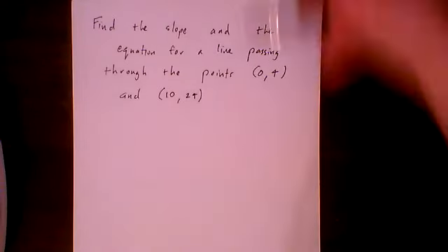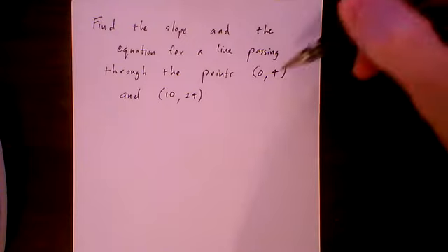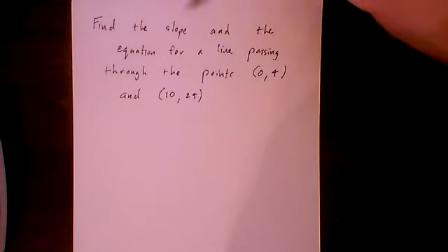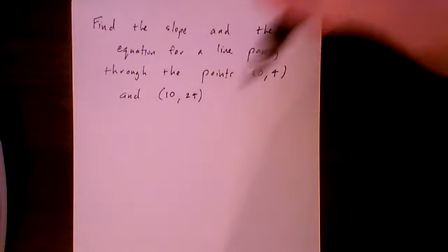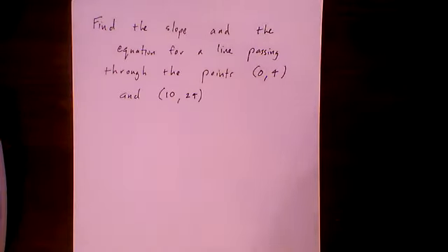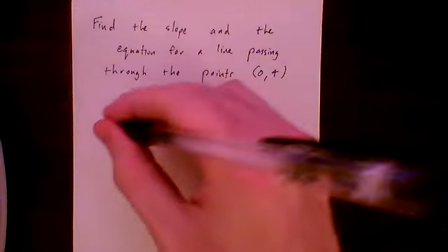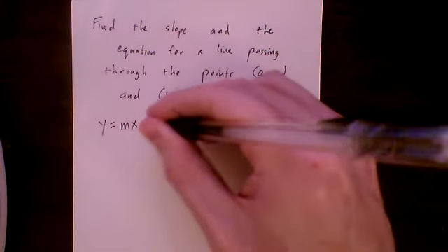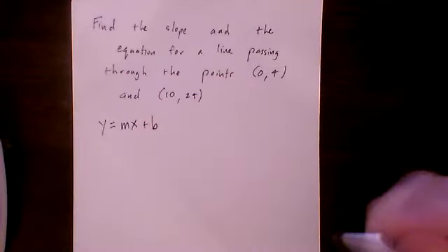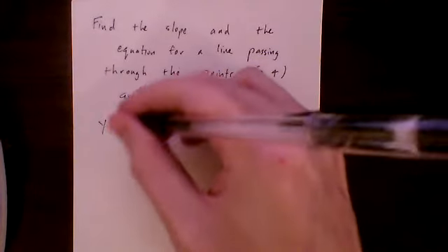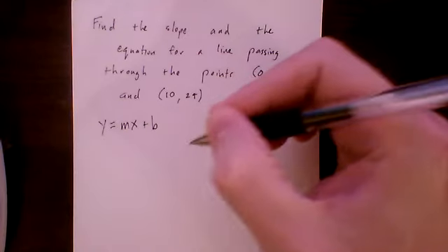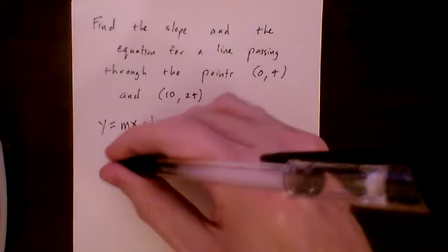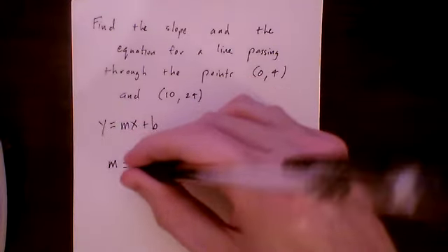Okay, so we may give you a situation like this where we give you a couple of points and we ask you to find the slope and the equation for a line that passes through these points. So we're still going to use our y equals mx plus b, our slope-intercept form equation for situations like this. But in this case, we don't know what our slope is, and we're trying to write the equation for our line. So our first step is going to be to calculate that slope.